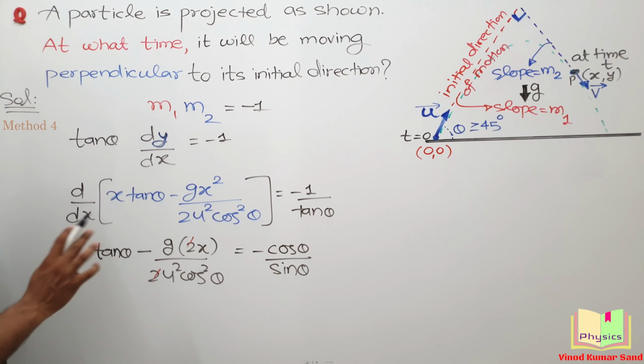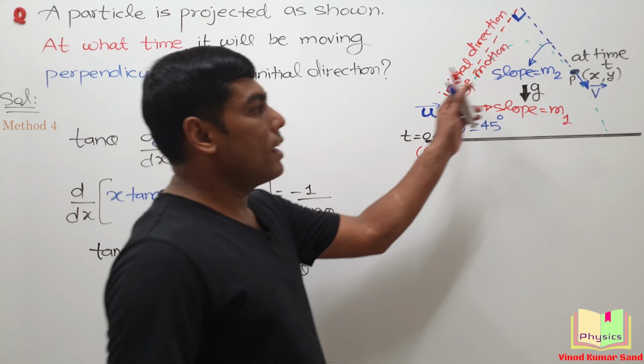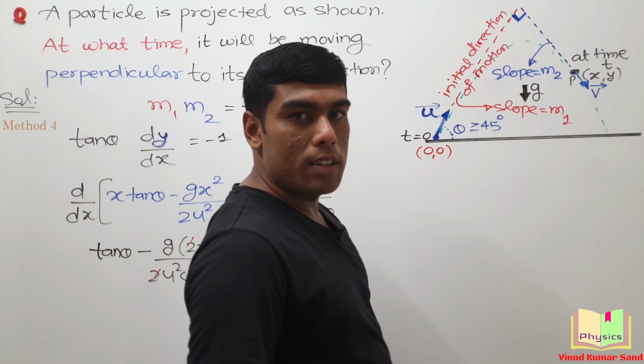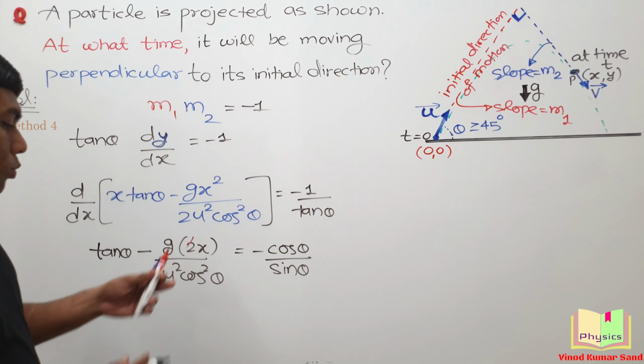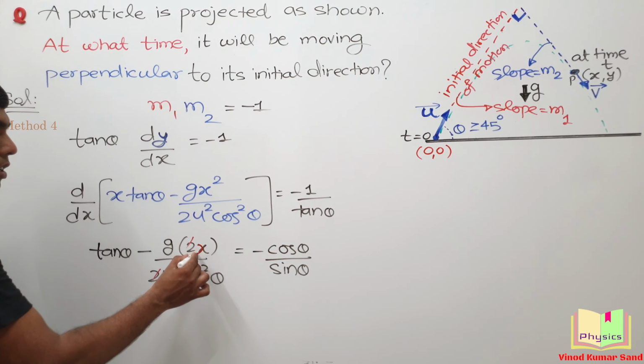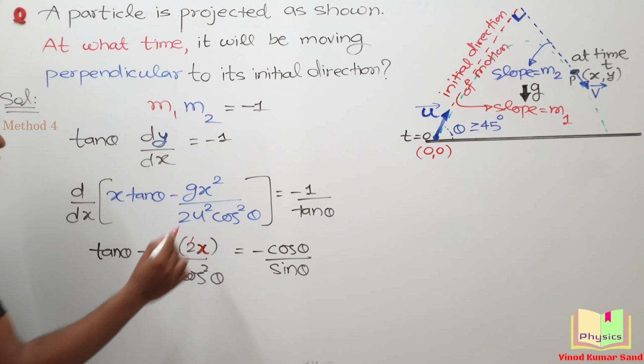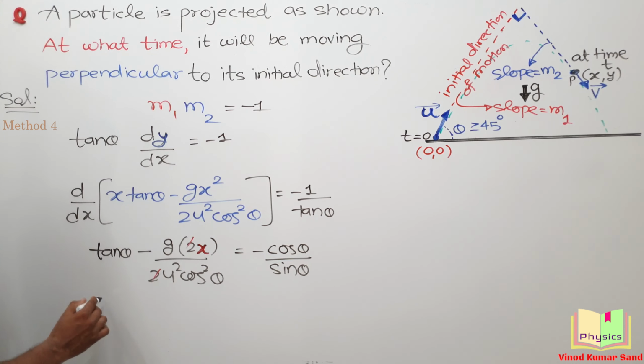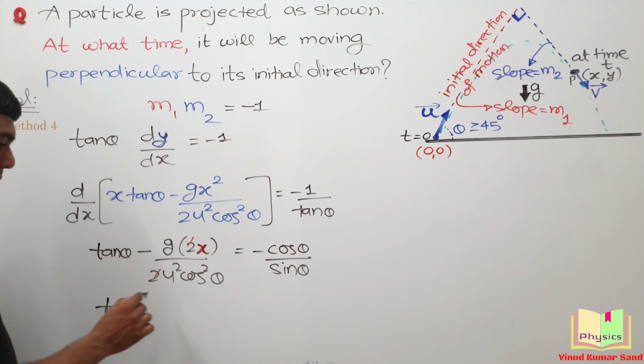Okay. Now, can we write the x coordinate at time t? Think about it. Here we have the x coordinate. What will be the x coordinate at time t? I am putting the value. You can tell your opinion in the comment box.